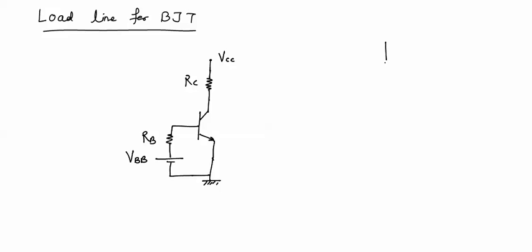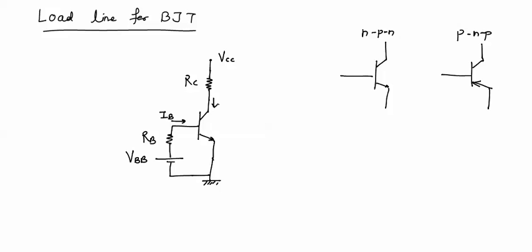The symbol used in the circuit, this one, is the symbol of NPN transistor, and this symbol is used for PNP transistor. Now in this circuit we will mark all the transistor currents, that is base current, collector current and emitter current.